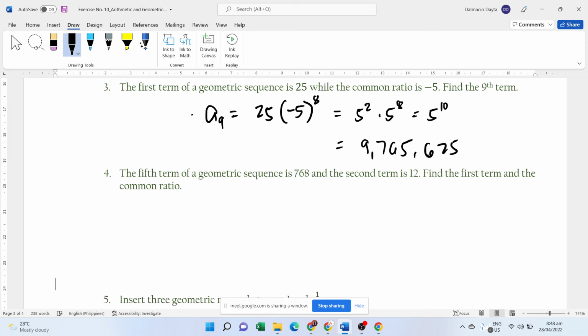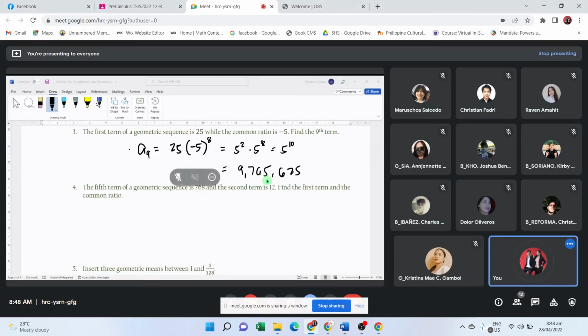The fifth term of a geometric sequence. I think we still have time. Anyone who would like to share his answer or her answer to this problem? Meron ba? Hello? Meron pa naman tayong time para madinig kayo. Wala? Raven, do you have an answer to this? Hello? Hindi ko siya nadinig.